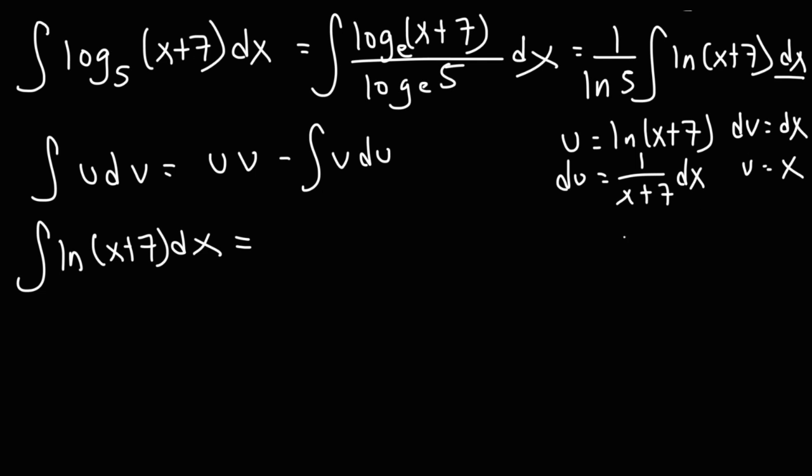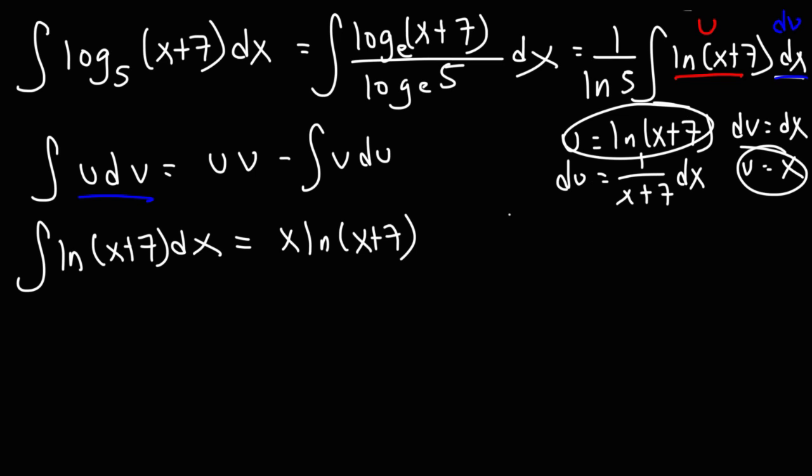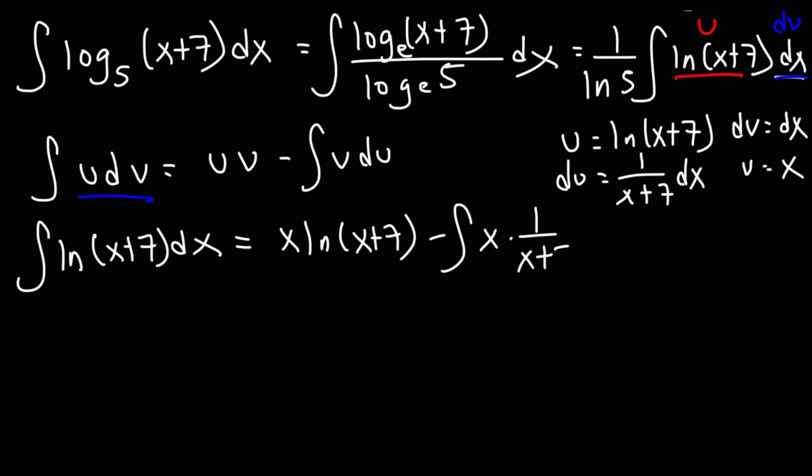So v is x. So this is the u variable, and this is dv in accordance with that formula. So now u times v, that's going to be x ln x plus 7, as we could see here. And then minus the integral of v du, so that's x times du, which is 1 over x plus 7 dx. Now we need to focus on this integral.